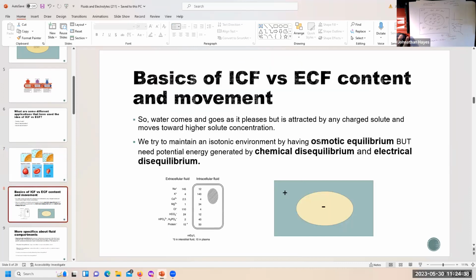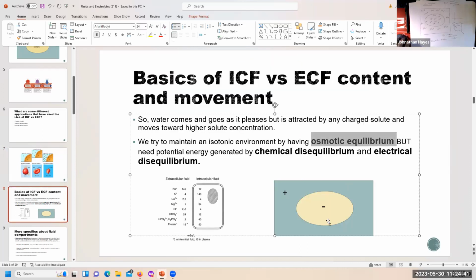But even when we maintain osmotic equilibrium, it doesn't mean that the solute outside of the cell and the solute inside of the cell are the same solute, right? That's what we're talking about with chemical disequilibrium. Like, for example, sodium is something that we find in high quantities outside of cells, but not inside of cells.